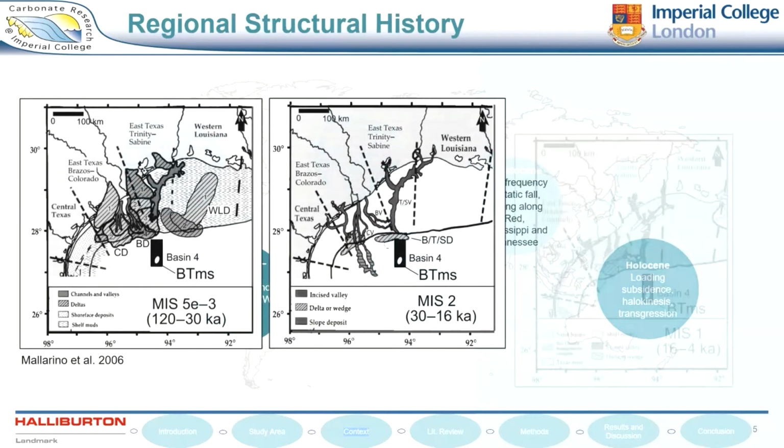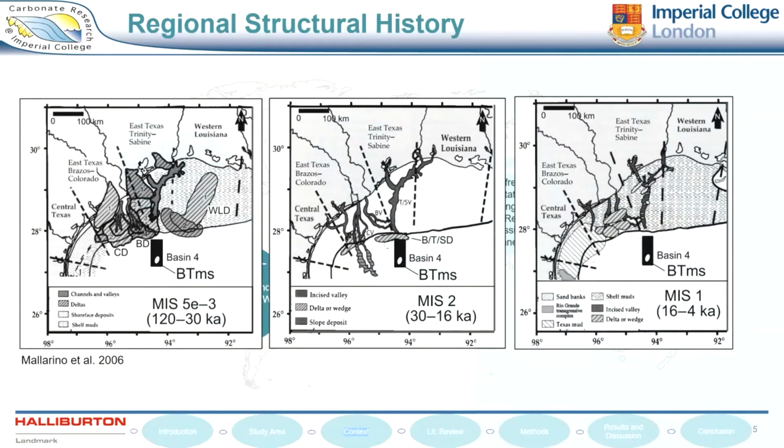So these three images indicate the MIS stages. So from MIS 5E to MIS 1 incorporates the whole eustatic cycle. So the most prominent impact you can see here is during MIS 2 at maximum lowstand. During the last glacial maximum, we had the two deltas and the main rivers reaching the maximum progradation at the shelf edge and the maximum sediment influx into Basin 4.